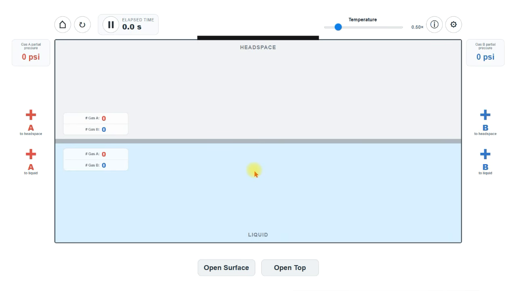This simulation represents a sealed bottle of champagne. The blue region here is the liquid, and the gray region above is the headspace above the liquid. Right now there isn't any gas in the bottle, so we're going to add some. I can add two types of gas, A or gas B, to either the headspace or the liquid, depending on where the plus sign is, above or below the liquid-gas interface.